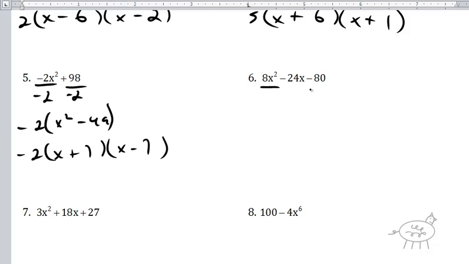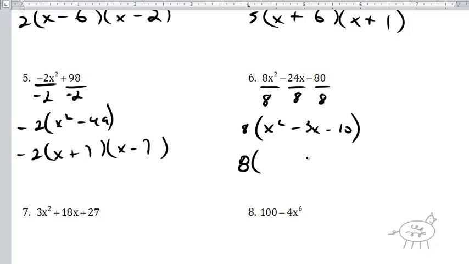Okay? What goes into all these? Actually, 8 goes into every term. So we get 8, and then parentheses x squared minus 3x minus 10. So that factors to x, basically 5 and 2, so negative 5 and positive 2. It's negative 5 because this one's negative. The number is negative, so the bigger number's got to be also negative. And of course, they're opposite signs because it's got to multiply to give you negative 10, which means they have to be opposite signs.